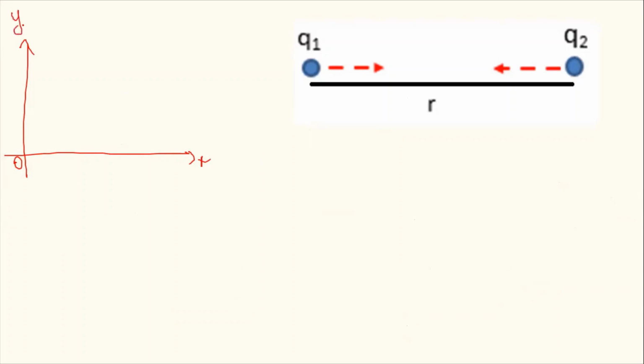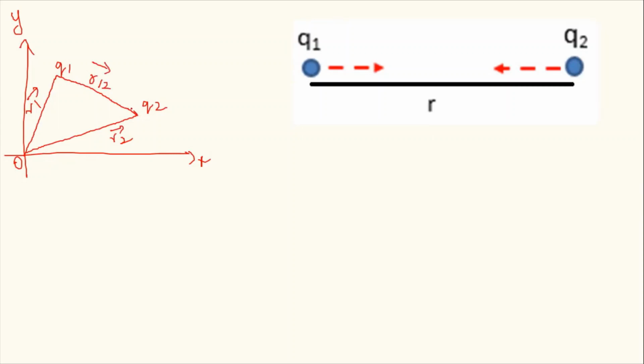XY plane, and let us take charge Q1 here, charge Q2 here. Q1 is at a distance of R1 from the origin and Q2 is at a distance of R2 from the origin. So now the line joining Q1 and Q2, because we know that force is exerted on the line joining between the two charges, can be taken as R12.